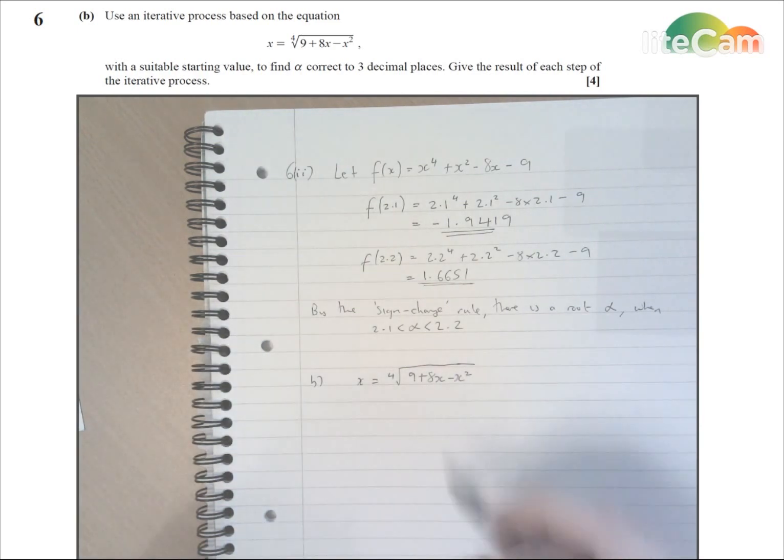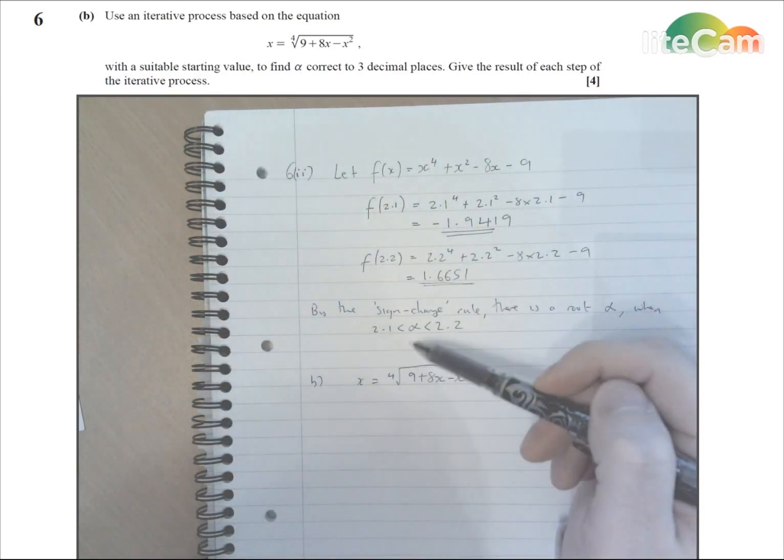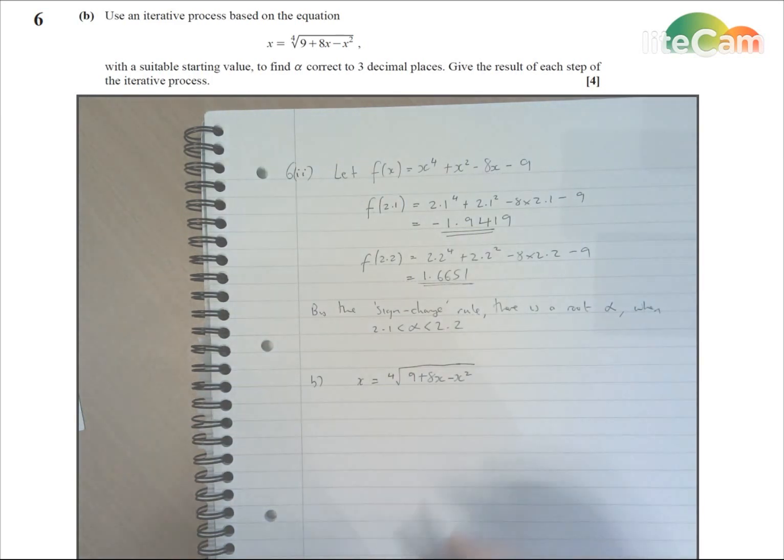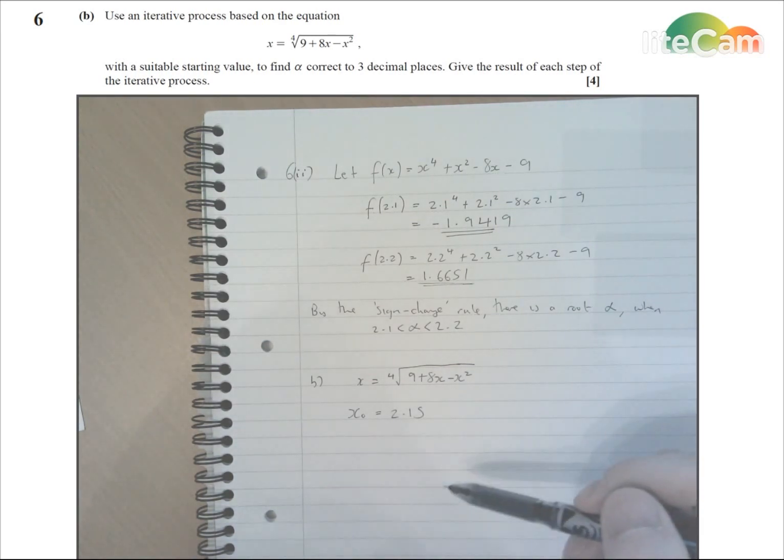Okay, we know that the root is between 2.1 and 2.2, so we're going to use a decimal iterative process to solve this. So we're going to say x naught equals 2.15. It's halfway between 2.1 and 2.2. So all we're going to keep doing is substituting this value into here, getting an answer, and then substituting the answer back in until we get two answers that are the same to the level of accuracy we want, which in this case is 3 decimal places.